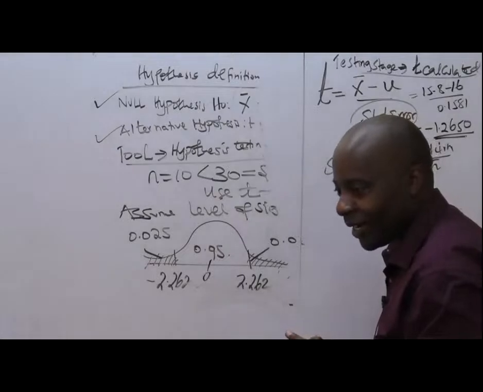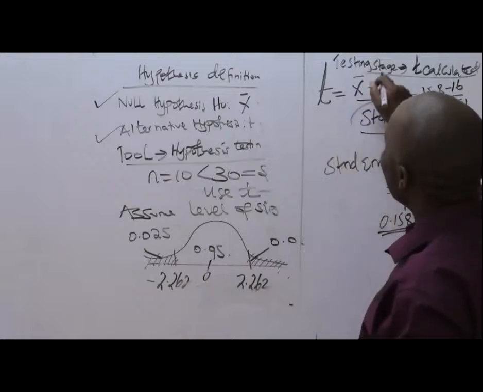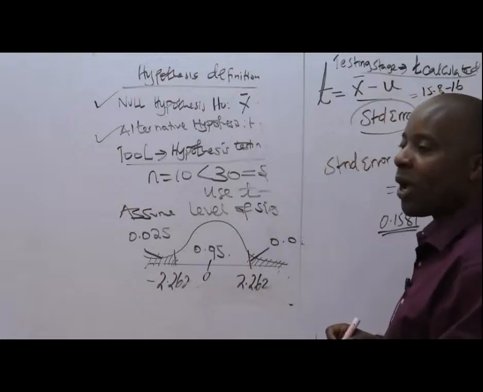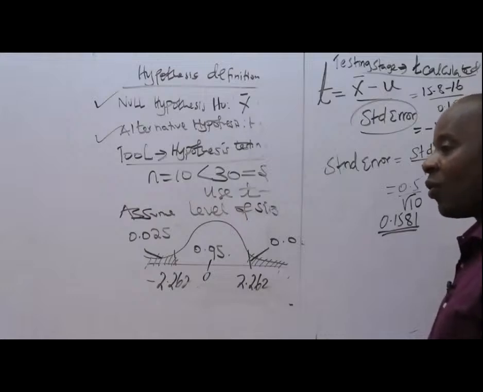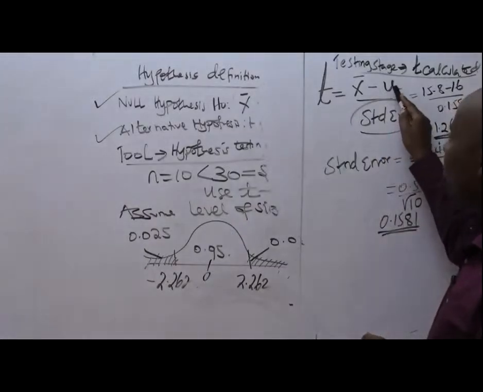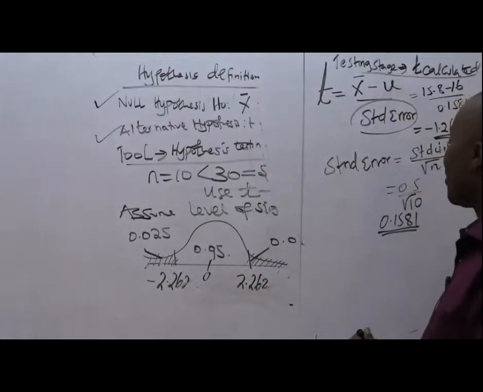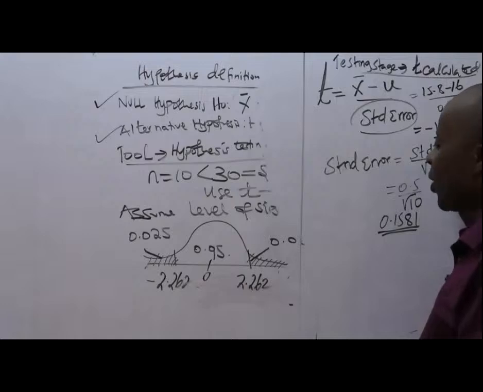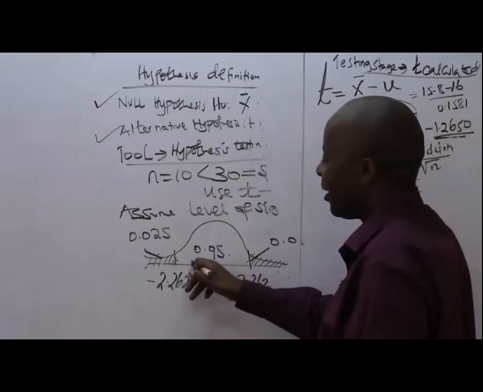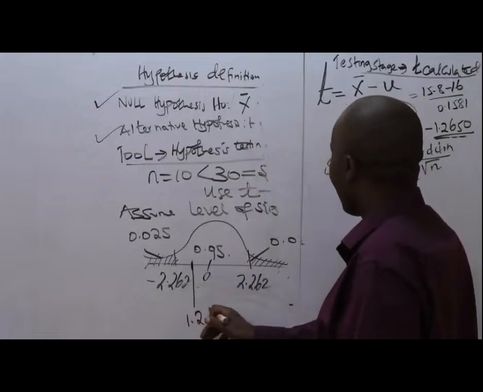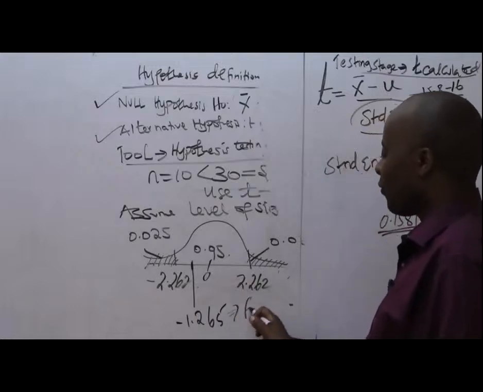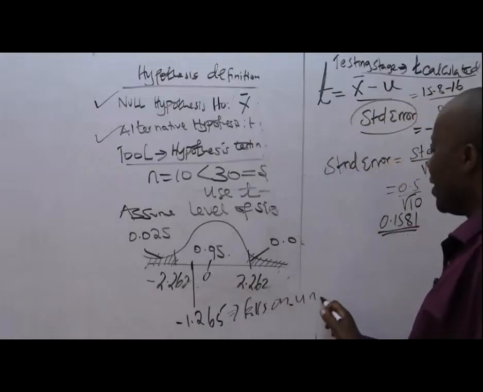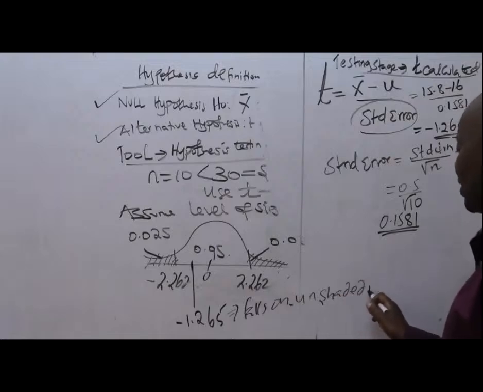X bar is the sample mean, the 10 tins that we took. This is the population mean, mu, right? So then we have here minus 1.265 being correct. And of course, this will be somewhere here in the number line. So in short, it falls on the unshaded area.